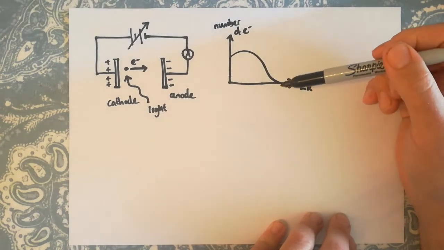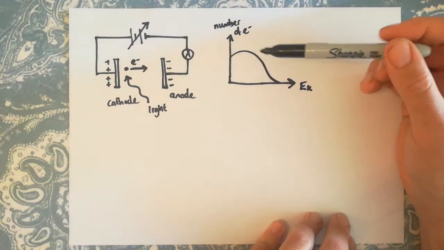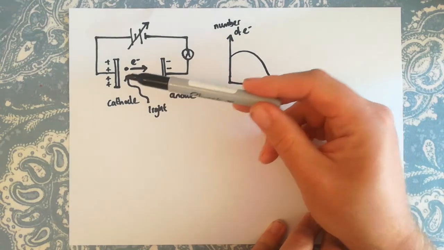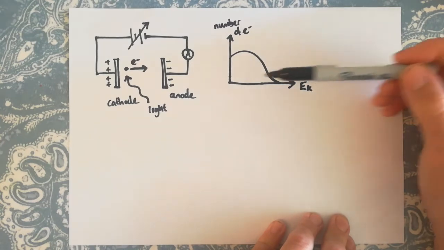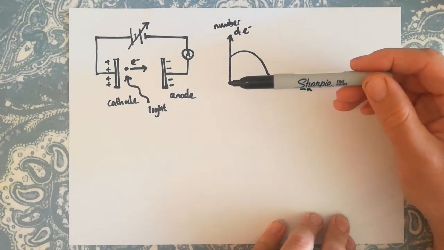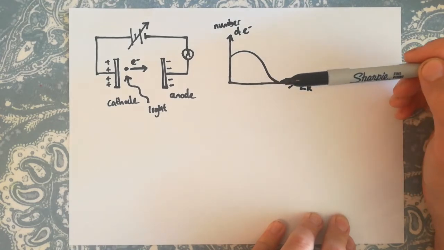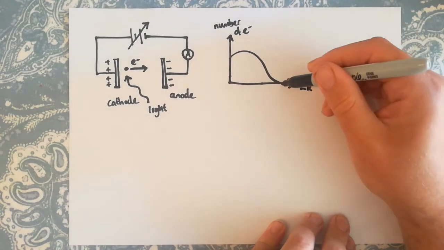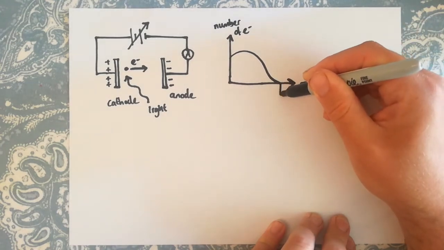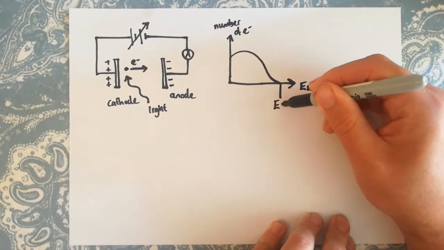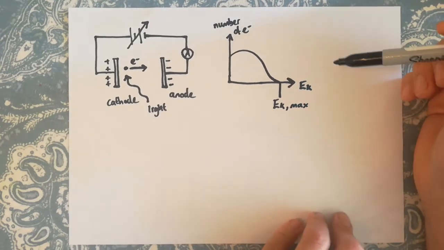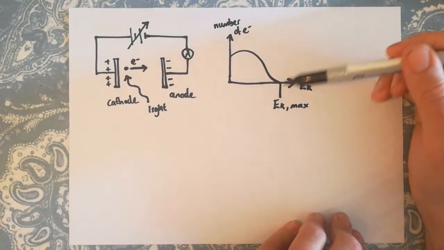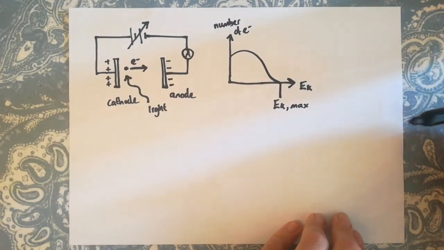Okay. So what this graph is showing us is that the electrons that are emitted from the cathode when we shine light onto it have a range of different kinetic energies, varying from 0, so they've just escaped from the metal, but basically they're not moving, up to some maximum value of kinetic energy. We're going to define that value. We're going to call that EK max. Okay, so that is the fastest electron that's coming out of the cathode.